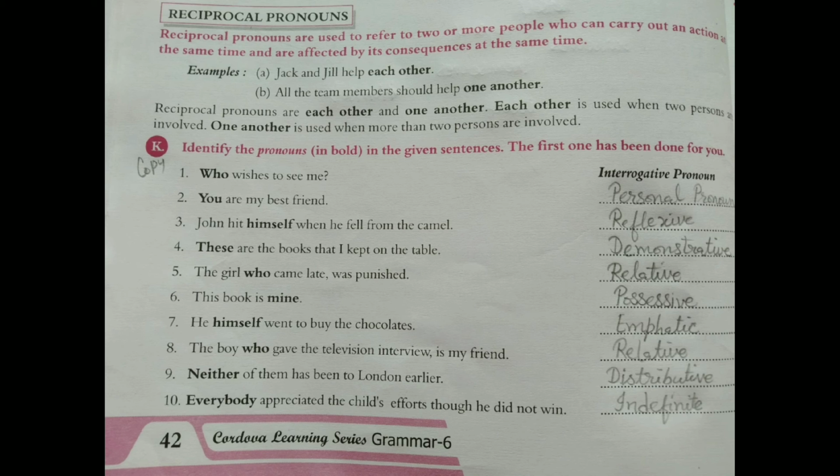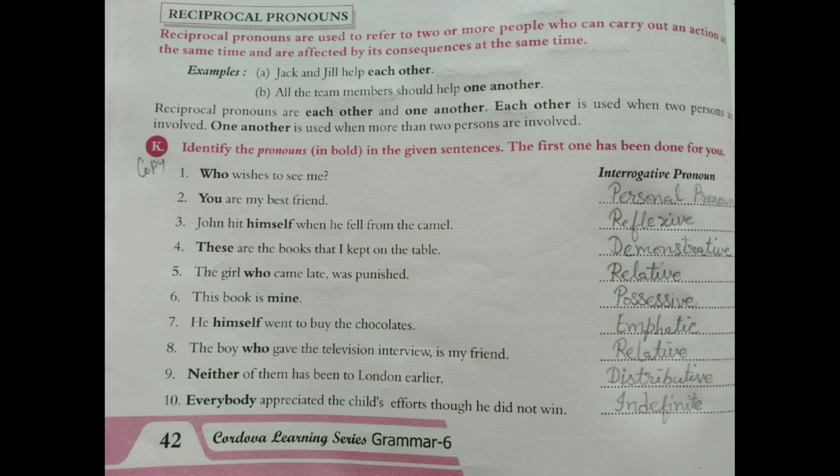Reciprocal pronouns are each other and one another. Each other is used when two persons are involved. One another is used when more than two persons are involved. So reciprocal pronouns are only two. We have to remember when there are only two persons we are talking about, then use each other. But when there are more than two persons involved, then it will be one another. So we have completed all types of pronouns.